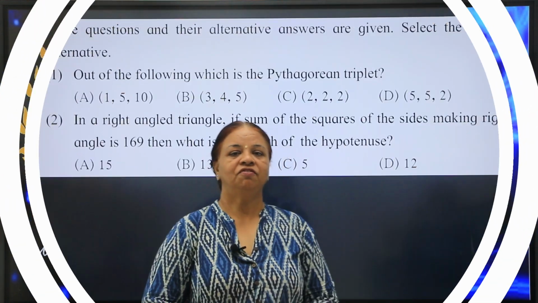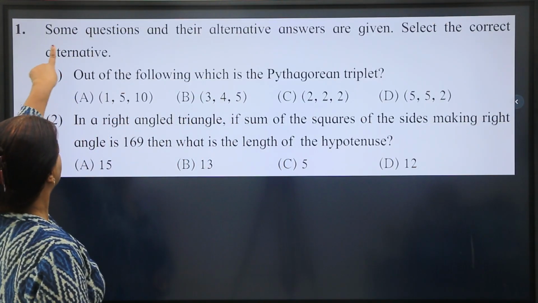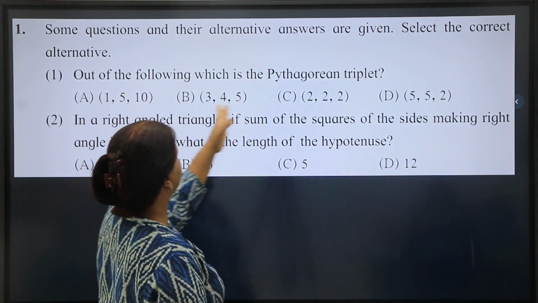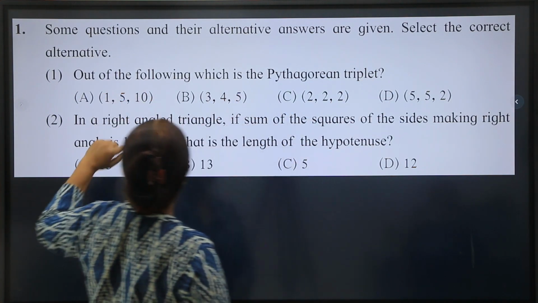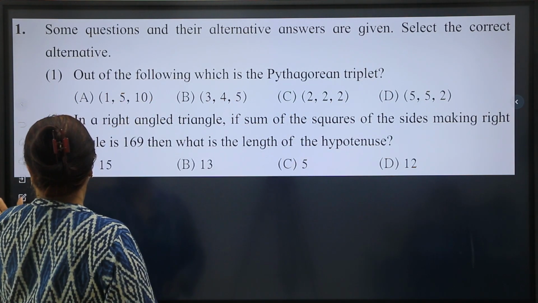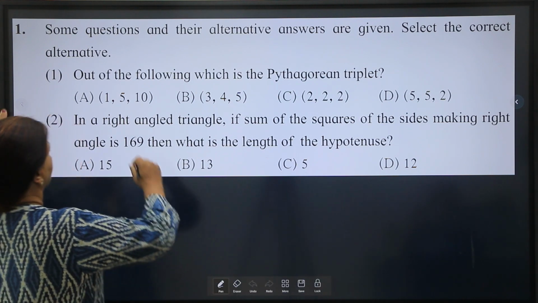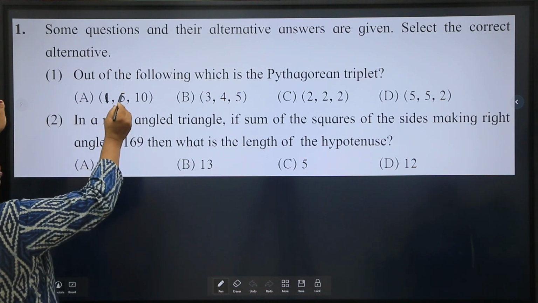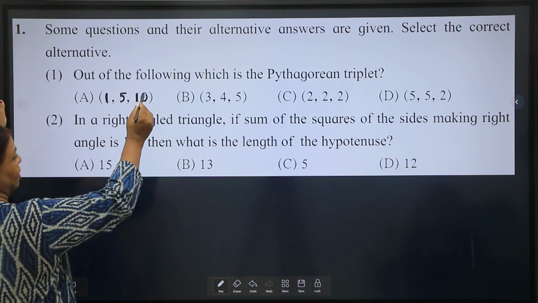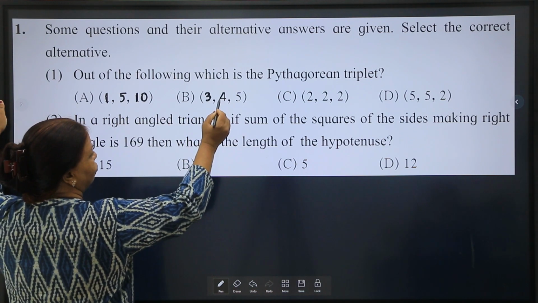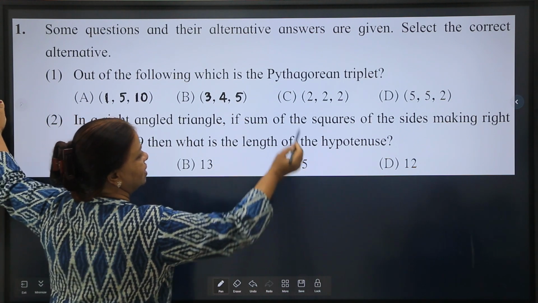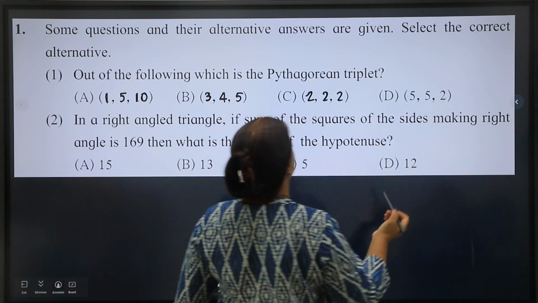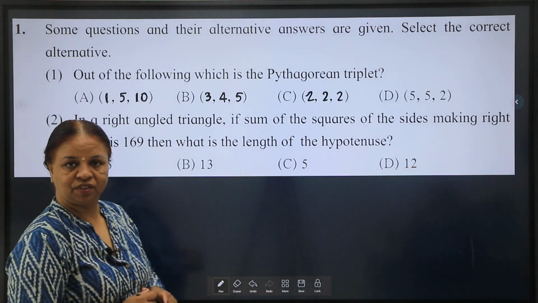Let's begin children. The first sum of the problem set: some questions are given here with their alternative answers, and you have to select the correct answer from it. It says that option A is 1, 5 and 10, B is 3, 4, 5, C is 2, 2, 2 and D is 5, 5, 2. Which one is a Pythagorean triplet?